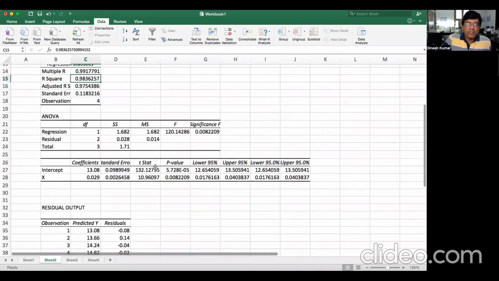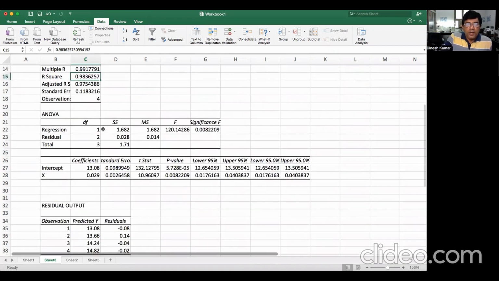Now you see this is the analysis. Degree of freedom for regression, it is linear, therefore it is 1. Residual, it is 2, and total is 3, because total is n minus 1, 4 minus 1 is 3. And regression, it is linear regression, only x power 1 is there, therefore it is 1. And 3 minus 1 is equal to 2. Now, sum of square and then mean square, F calculated, and then significance.